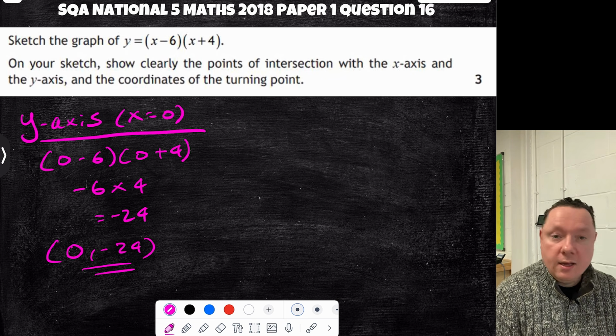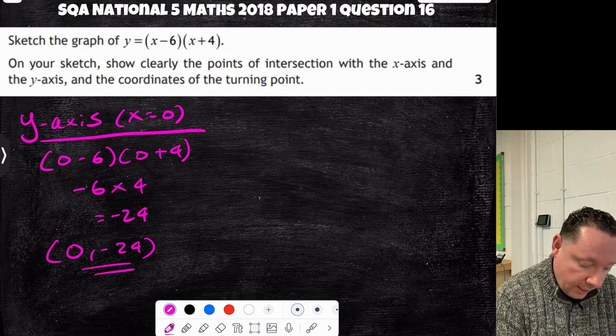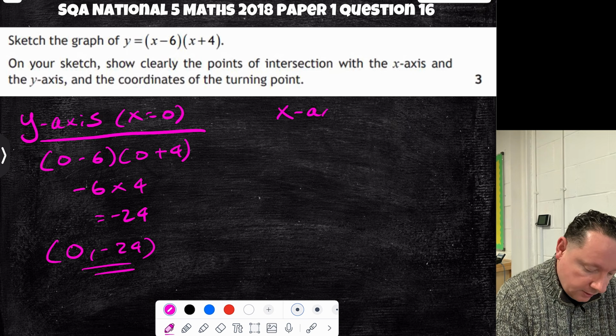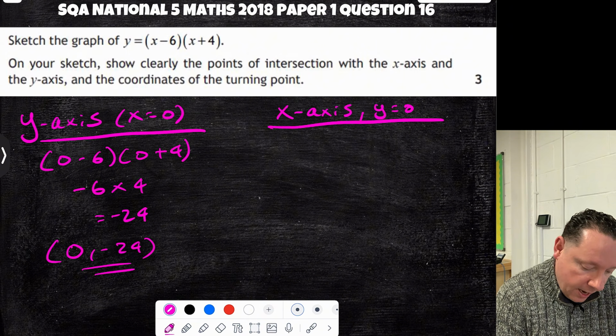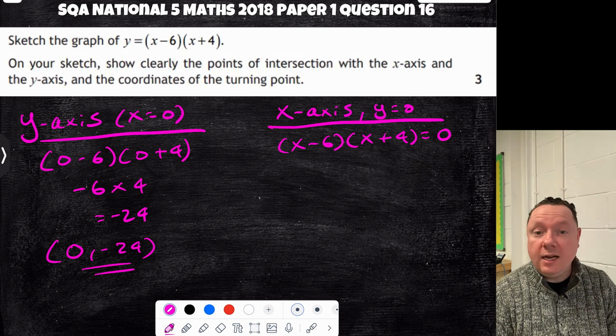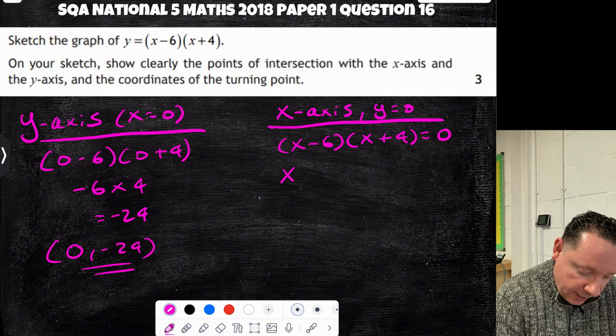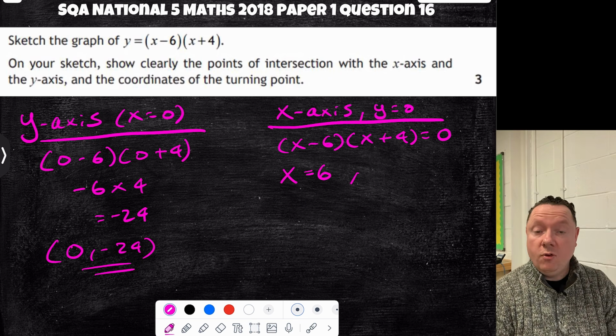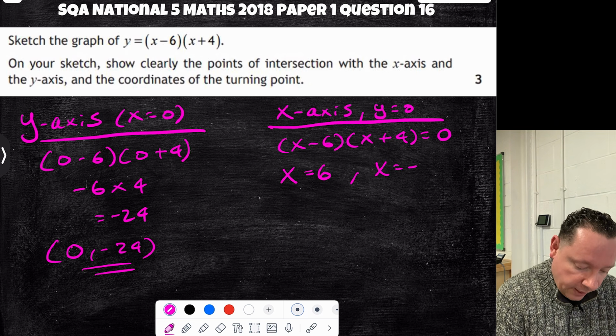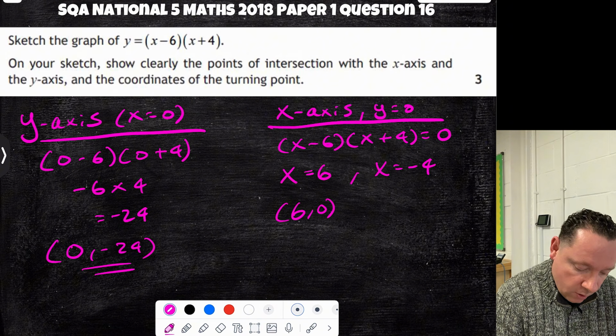So it cuts the y-axis at 0, minus 24. There's our first thing. It cuts the x-axis when y is 0. So subbing that in, we get x minus 6, x plus 4 equals 0. Well, that's already factorized, so we can now just solve that. That means that x minus 6 equals 0, so x equals 6, and x plus 4 equals 0, so x equals minus 4. So we've got our 2 points, 6, 0 and minus 4, 0 as well.